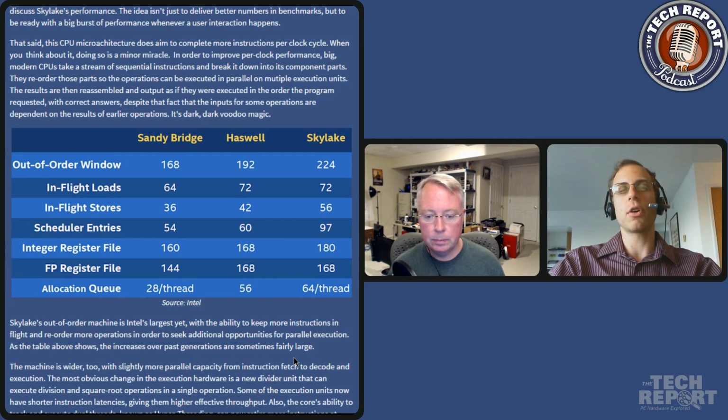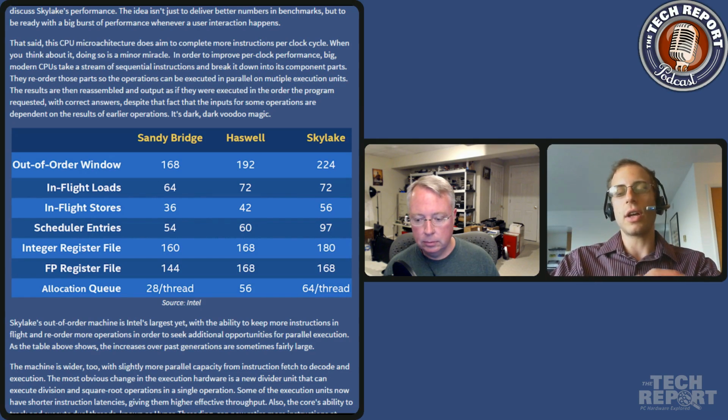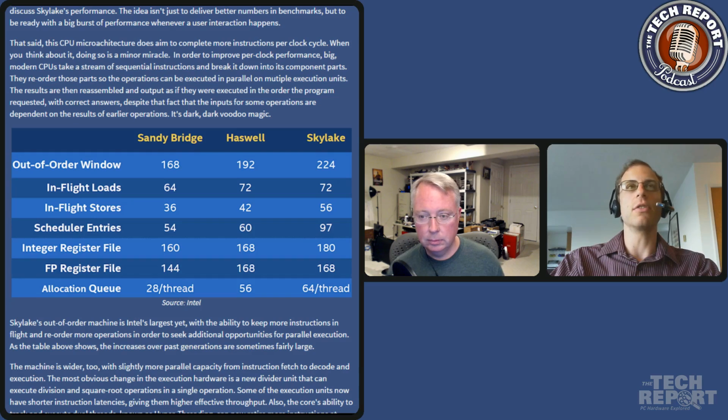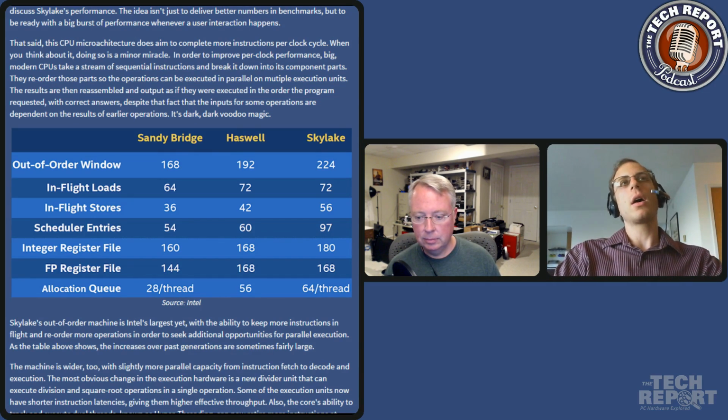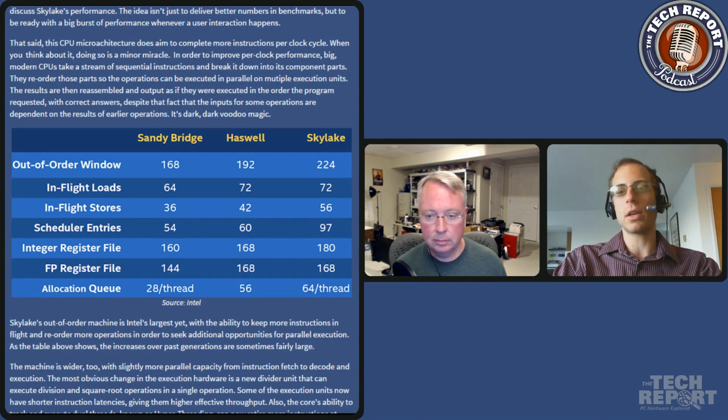I mean, so broad picture, it's an evolution. Everything is incrementally wider. The out of order window, or the reorder buffer, is about 10%, 20%, about 10% wider. And the interesting thing is the number of loads in flight didn't change, but the number of stores did go up considerably. And I think part of that is maybe motivated for adding in the scatter.